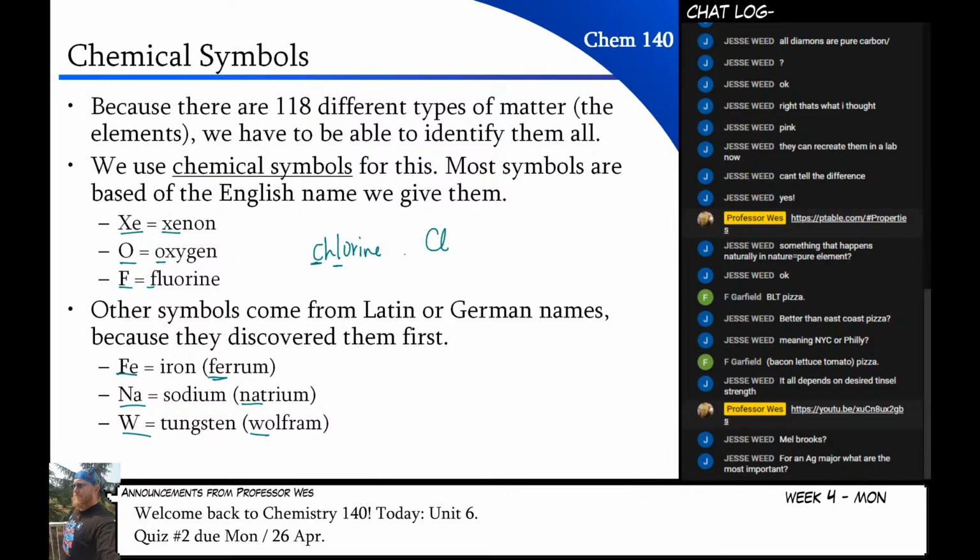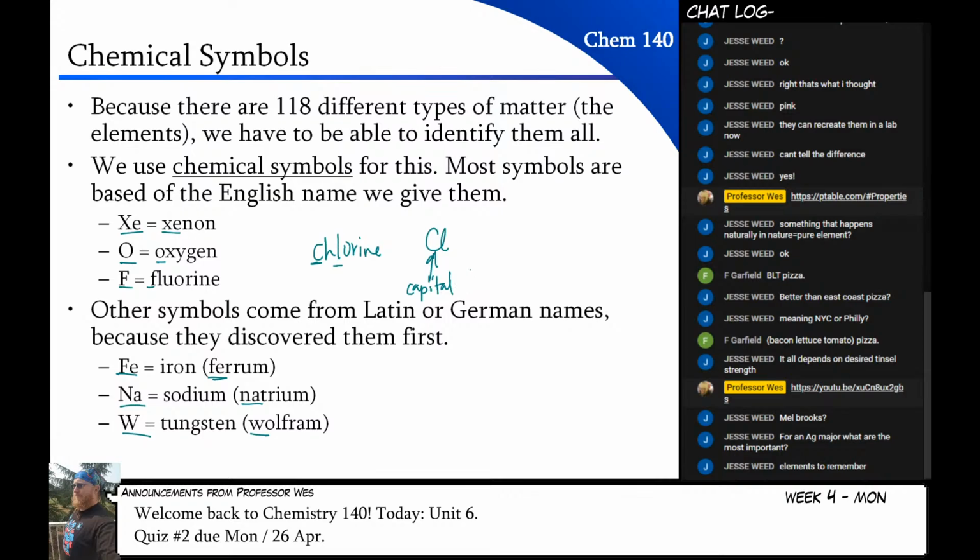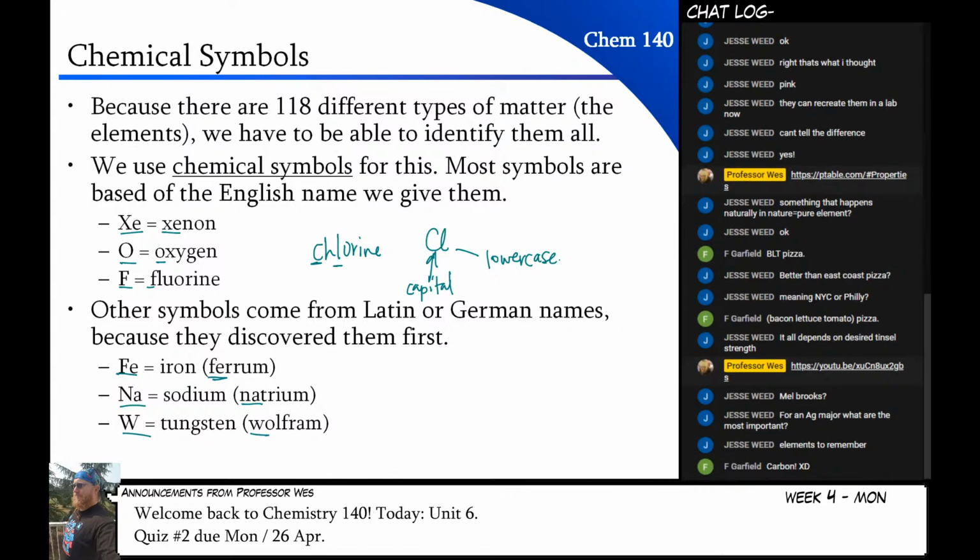So when you're writing the symbols, be careful. Also note the first letter is always capital, and the second is always lowercase. If you capitalize both letters, then everyone marks it wrong, not just Canvas, but me.